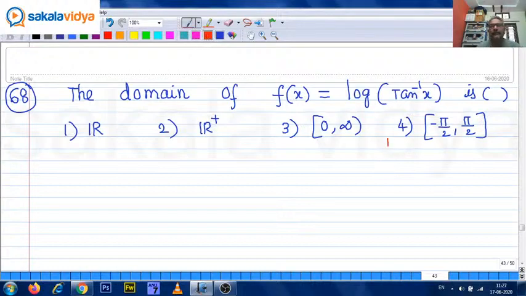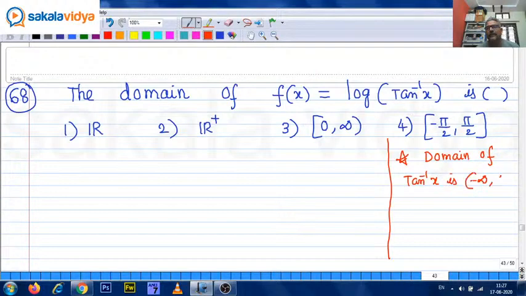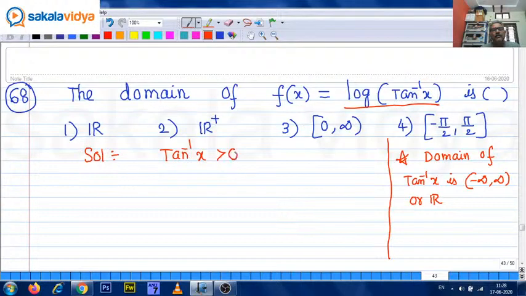Here, see, the domain of tan inverse x is minus infinity to infinity, or real numbers. But here we have log of tan inverse x. Tan inverse x must be positive and should not be equal to 0. That means for the domain of f, the tan inverse x function must be greater than 0, positive only.